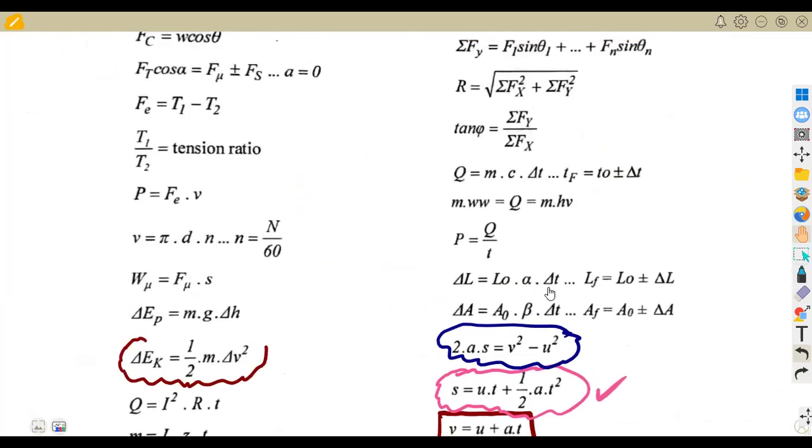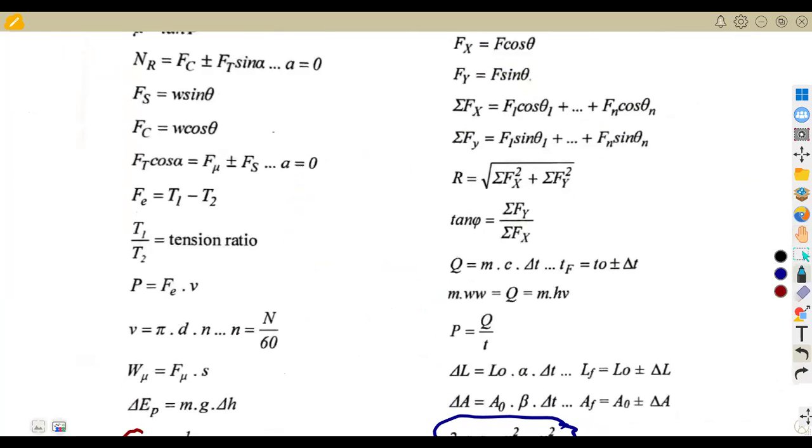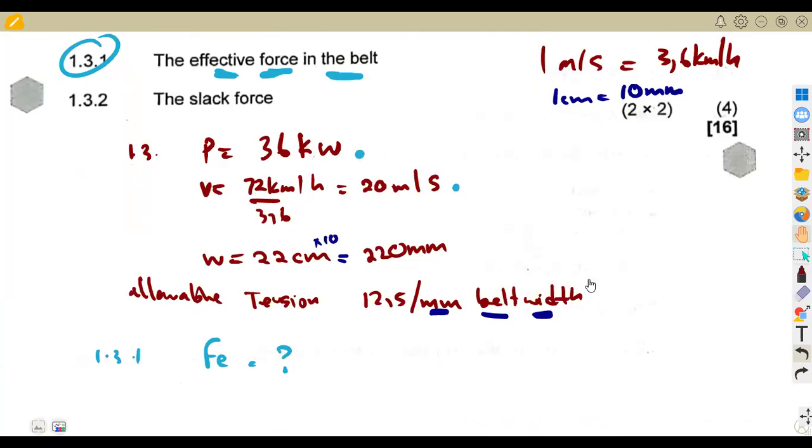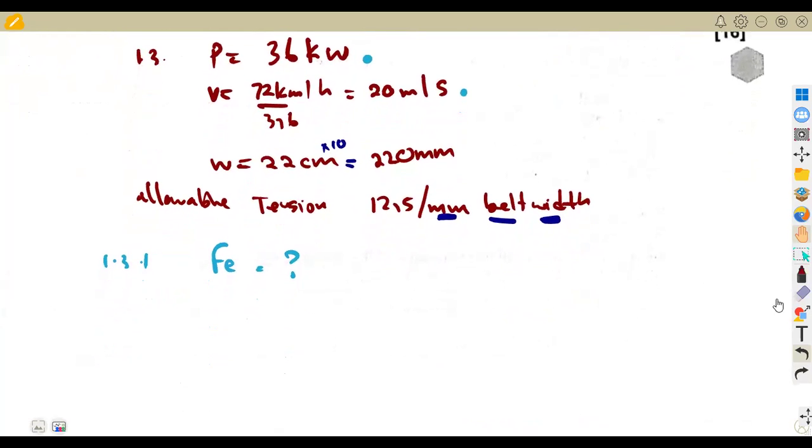Here, it states that the power is equivalent to the effective force times the velocity. So you can take advantage of that because we want the effective force. We have the power, we have the velocity. So that was the best formula for us to take into consideration: the power is the effective force times what? Effective force times the velocity.